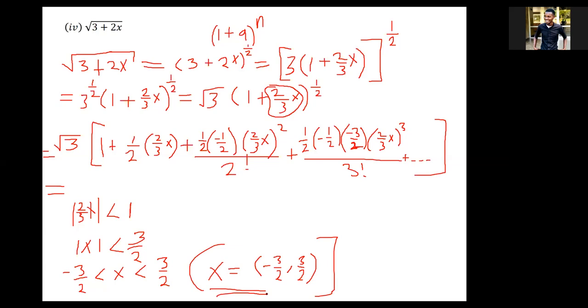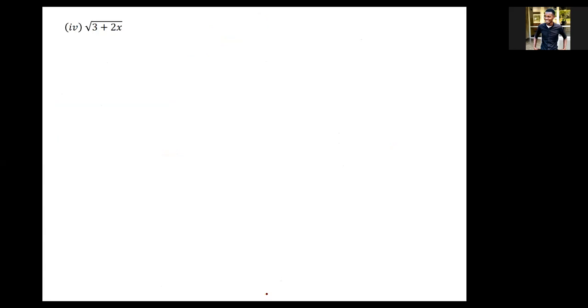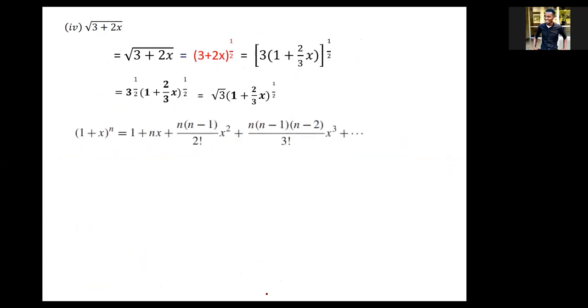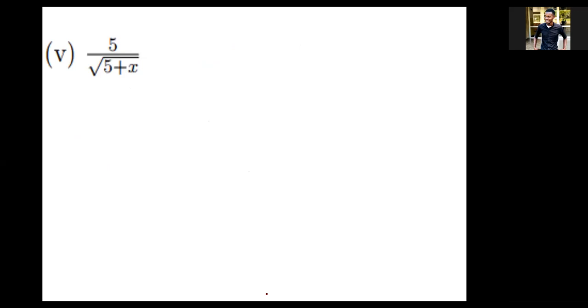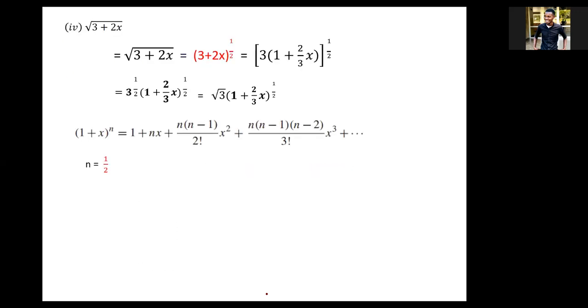So we proceed. So this is what I've just been showing you. You write it in that way. You find your n to be half, and then your x to be 2 over 3x. Then you finish up by expanding up to x to the power 3. And then it's only valid when 2 over 3x is less than 1, and then the absolute value of x is less than 3 over 2. And then you finish it up like that. So this one here is not very much different from the one that we did on question 3. Let me just go back.